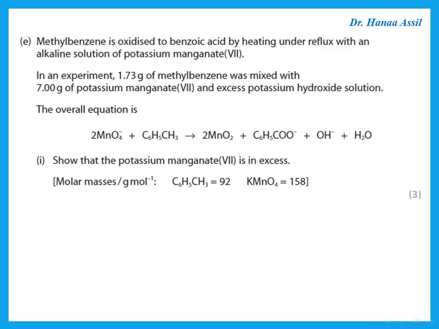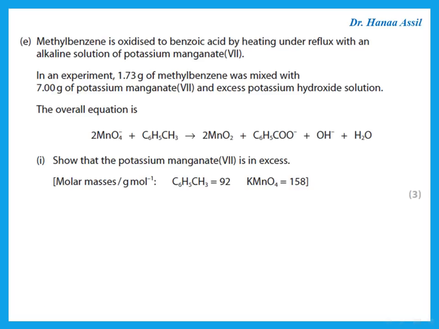Methylbenzene is oxidized to benzoic acid by heating under reflux with an alkaline solution of potassium manganate. In an experiment, 1.73 grams of methylbenzene was mixed with 7 grams of potassium manganate and excess potassium hydroxide solution, and he gives me the overall equation. Show that potassium manganate is in excess.